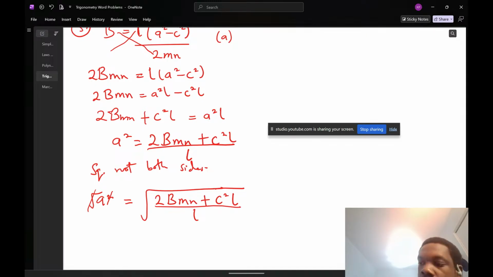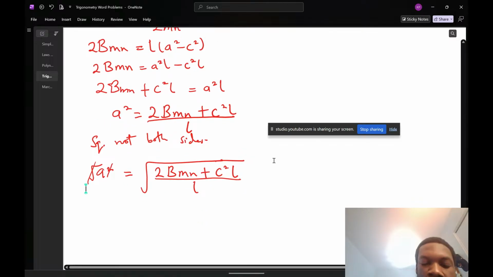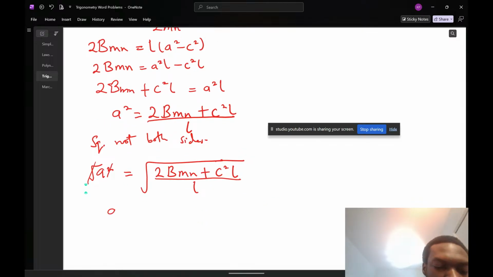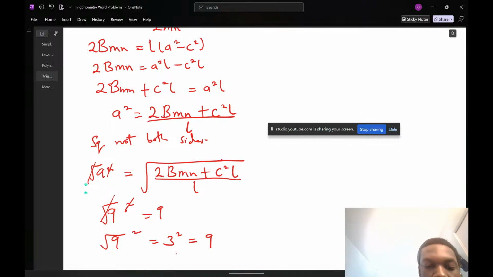Okay, when we square root both sides, we see that this square will cancel this square root here. Because, for example, let's say you have the square root of 9 and you square it, you're canceling it, equals 9. And the reason why I said this is because if you do the square root of 9 squared, the square root of 9 is 3, right? Equals 3 squared. 3 squared is equal to 9. So I believe anyone that does not understand what I'm doing right now should get it now.